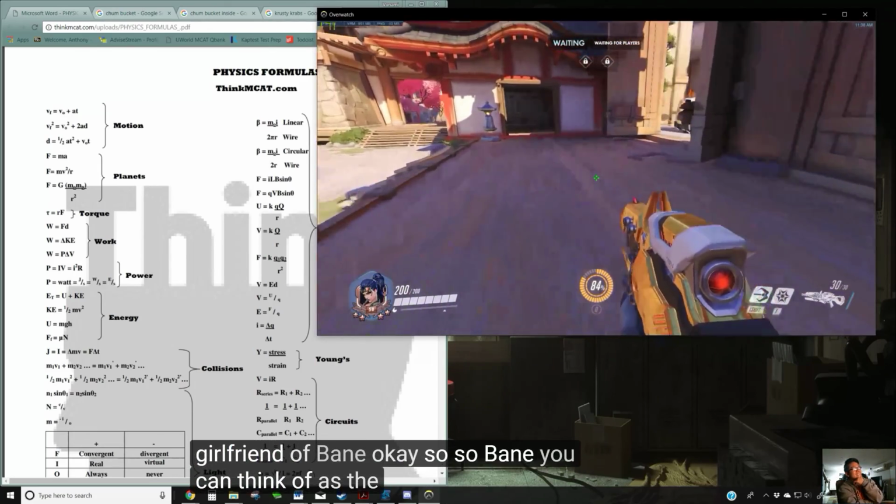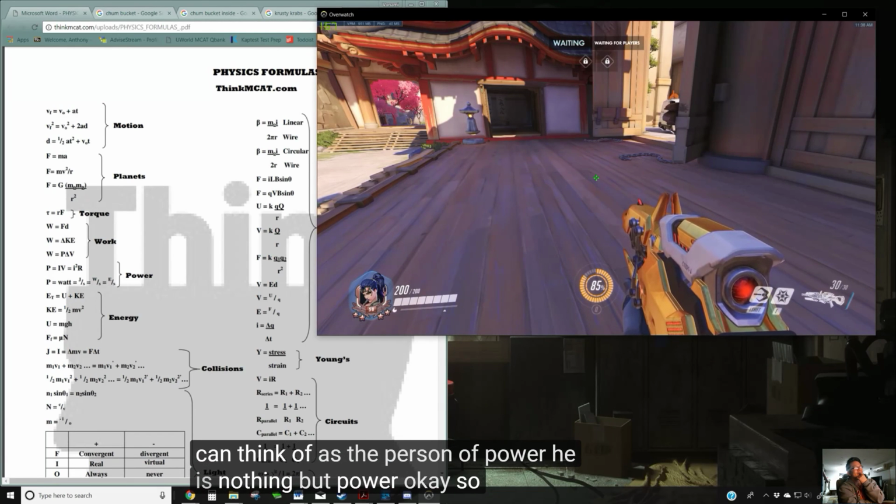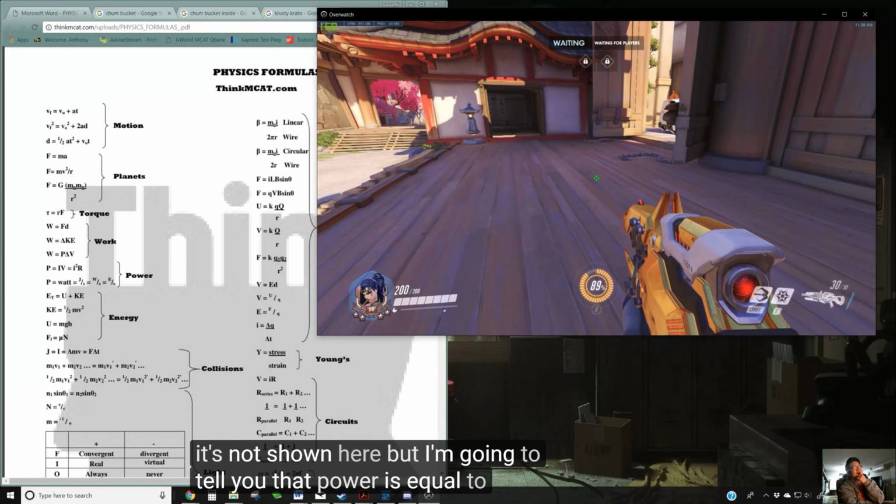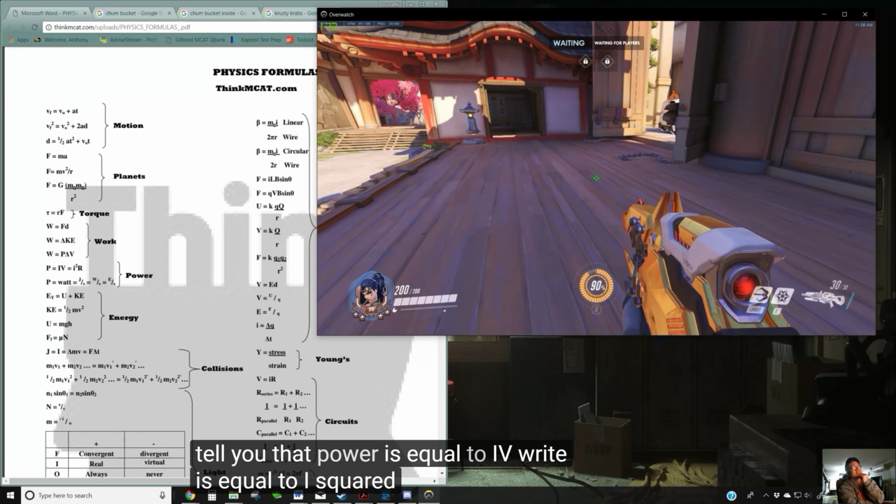So Bane we can think of as the person of power. He is nothing but power, okay? So this is where power comes into the story. There's 3 formulas for power, or 4 actually. It's not shown here, but I'm going to tell you that power is equal to IV, right? Is equal to I squared R.